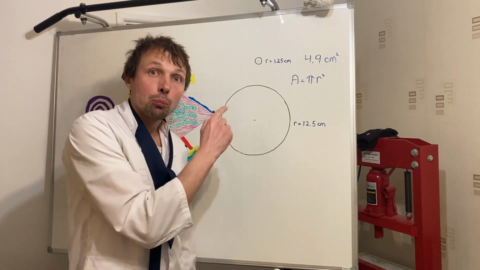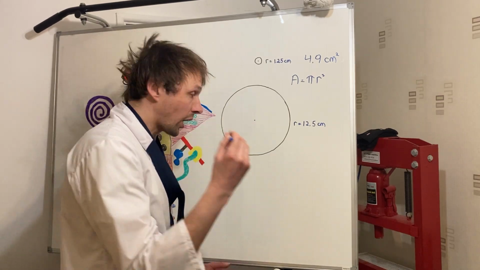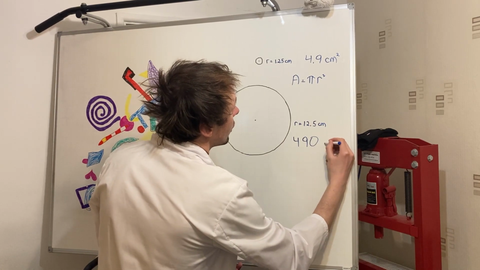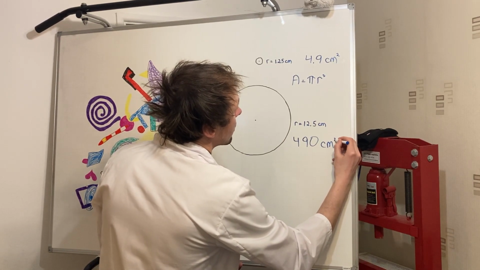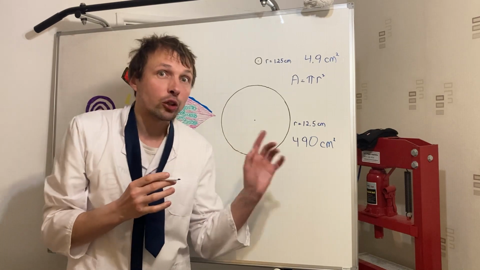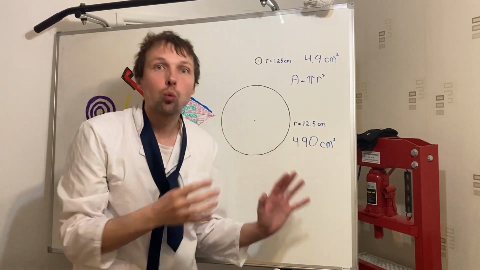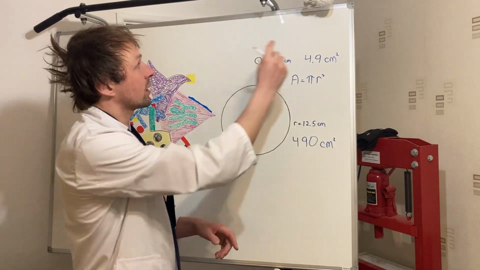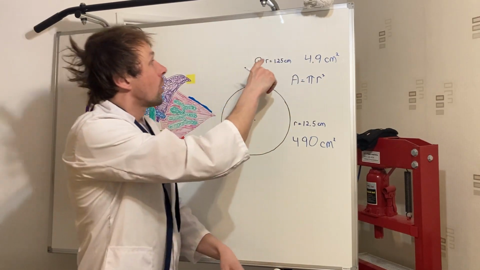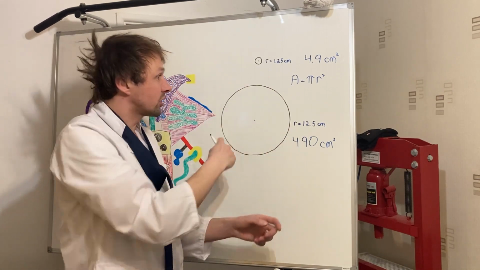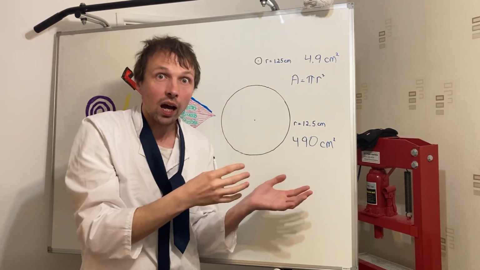Now calculate the area of the big one. And the area of the big circle is 490. Let me write it down. 490 square centimeters. And you can probably notice something. That's right. This number is exactly 100 times bigger than this one. So, when the radius changes 10 times, the area changes 100 times.